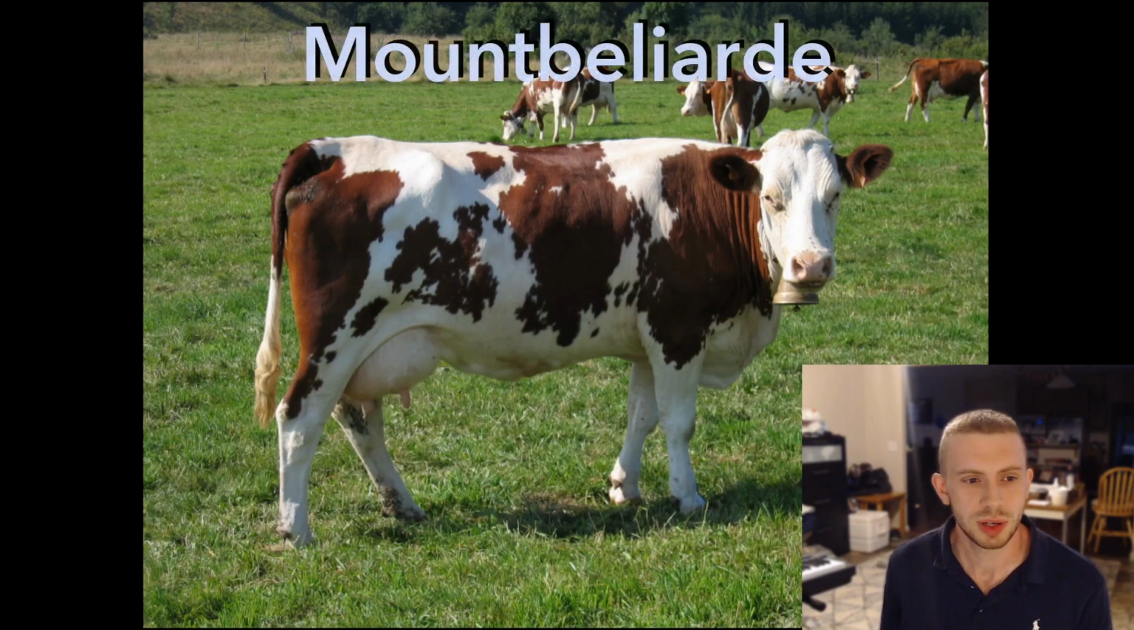Two more dairy breeds to look at. The first is the Montbéliarde. This cow immediately looks much more muscly than some of the other cows we've talked about. This is another cow that potentially could be dual purpose, but is still very well known and renowned for its milk yield.